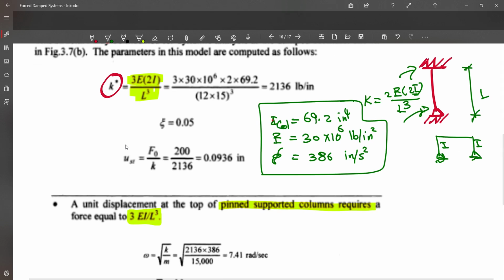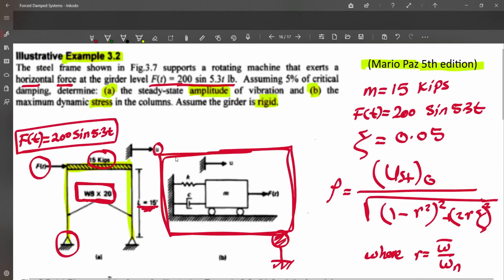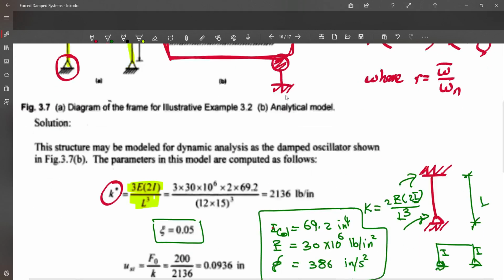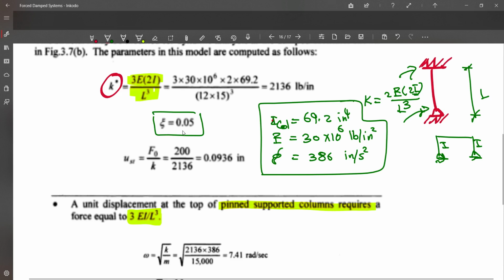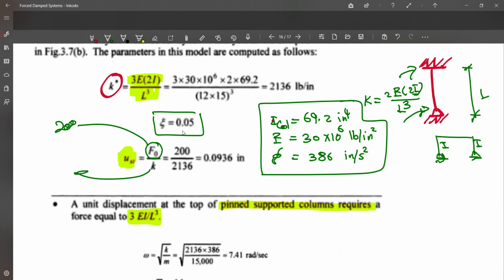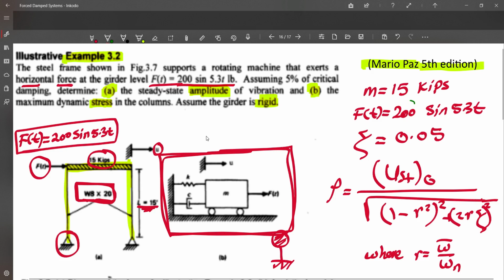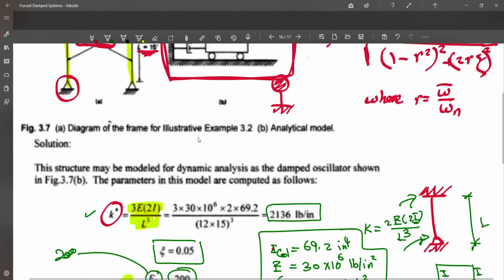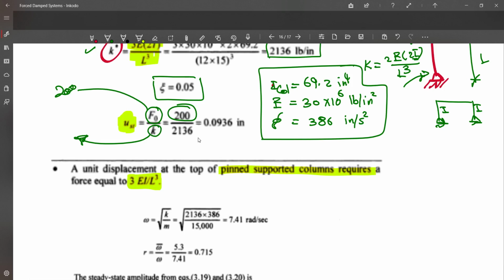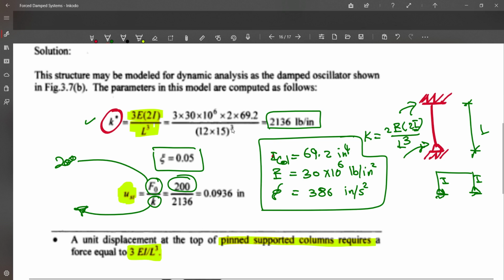Then our damping ratio is given by default in the example. Damping ratio is 5%, take care of that. We put it as 0.05 here. This means that our maximum static amplitude is going to equal what? The maximum force amplitude, which is 200, over the static stiffness of the system, which we have already calculated in the previous step. From where this 200? Exactly here, this is the amplitude of the force, right? And then we have this K, which has already been calculated in the previous step, which is 2,136 pounds per inch.